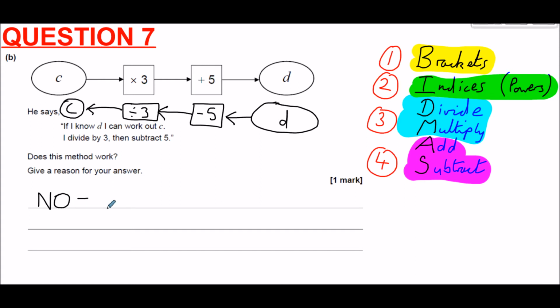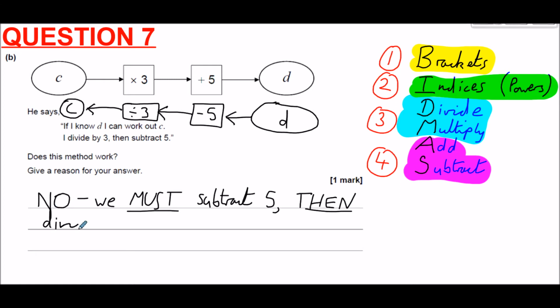The reason it won't work is we absolutely must subtract 5 then after that divide by 3. In this case, the order is important. Not like part A where the order wasn't important. This question, the order is important.